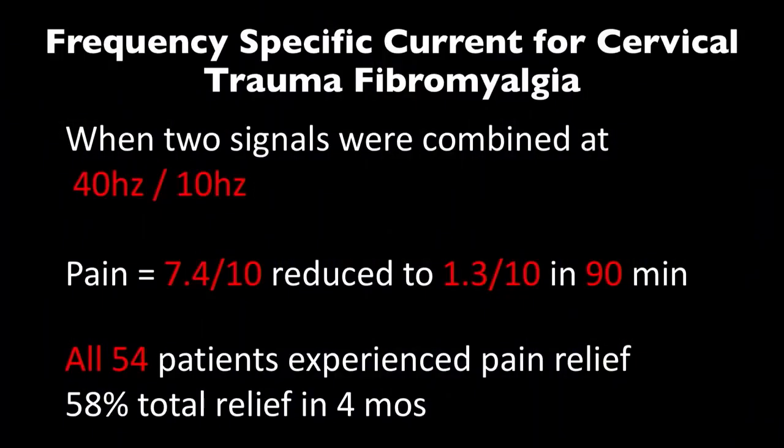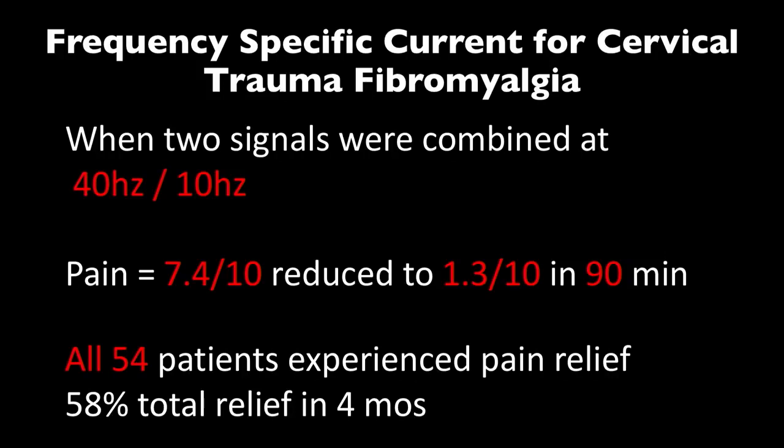And this is a clinical study of 54 patients with fibromyalgia. And in this study, patients started out with an average pain of 7.4 out of 10. And in 90 minutes, their pain went down to 1.3.